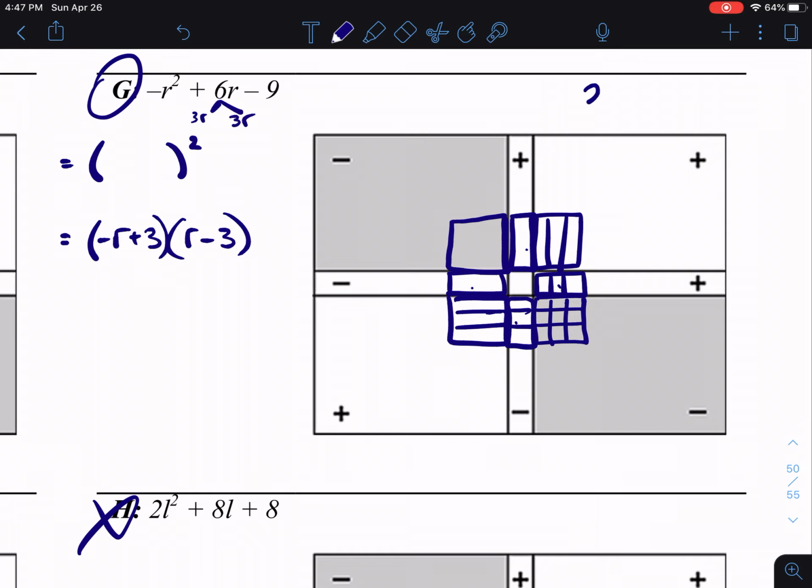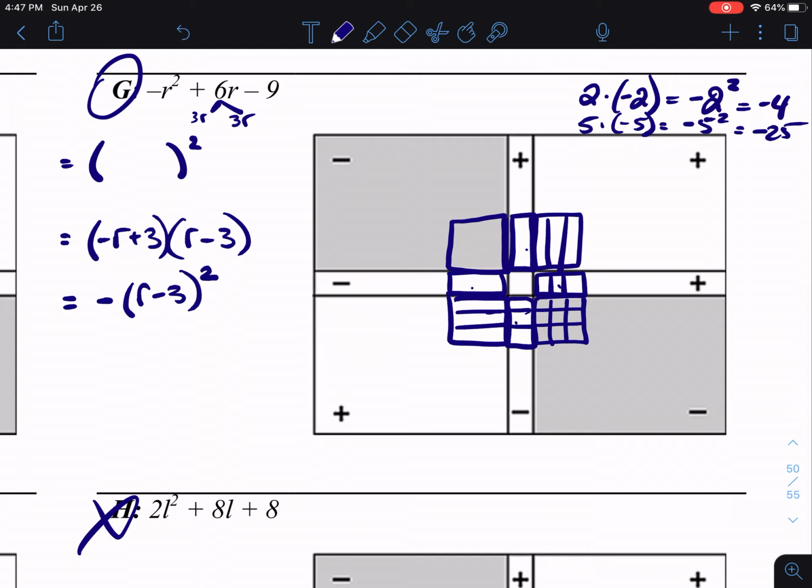So it's as if, instead of squaring 2, we're multiplying 2 by -2. And what do we get? Isn't that -2 squared, or -4? And what if we did 5 times -5? Isn't that -5 squared, or -25? Right, so wouldn't this be r minus 3, but the negative of that square?